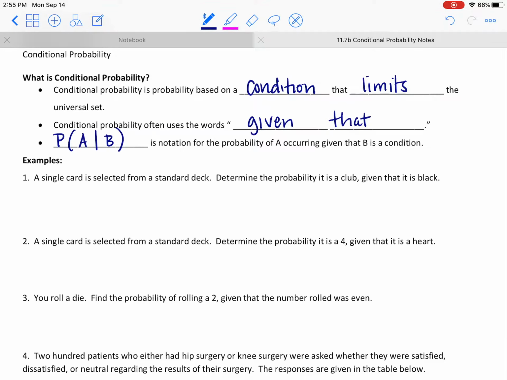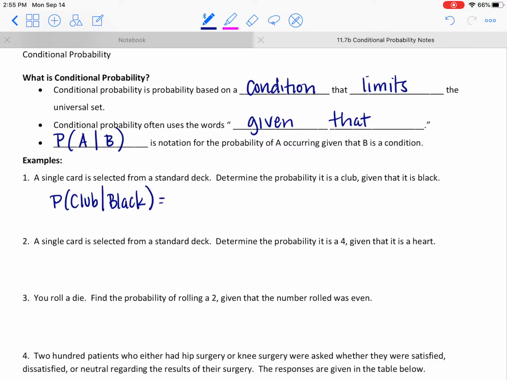Okay, so example 1, let's show you how this works. A single card is selected from a standard deck. We've done this before. This one says, what's the probability that it is a club given that it is black? So you can see the notation. What is the probability that you're choosing a club given that the card is black?